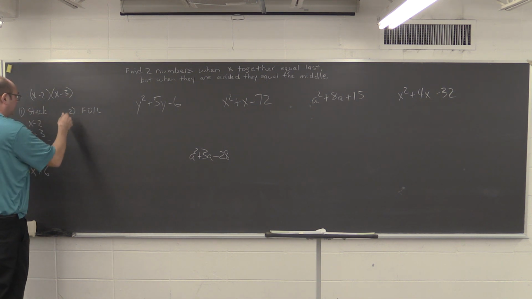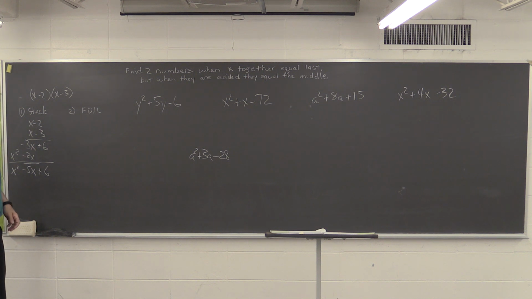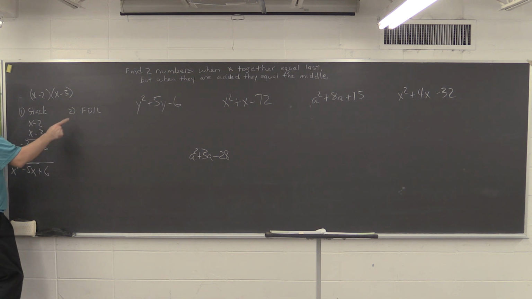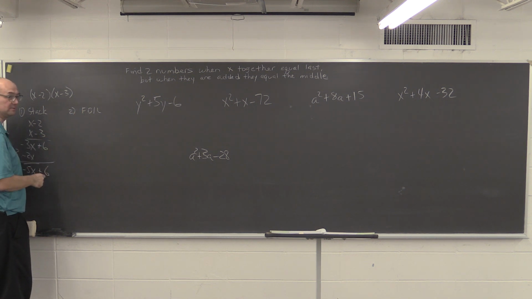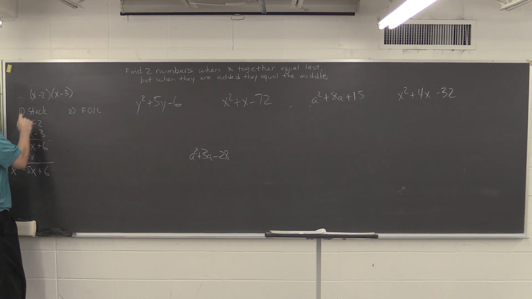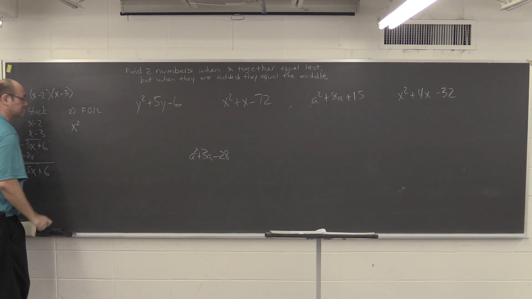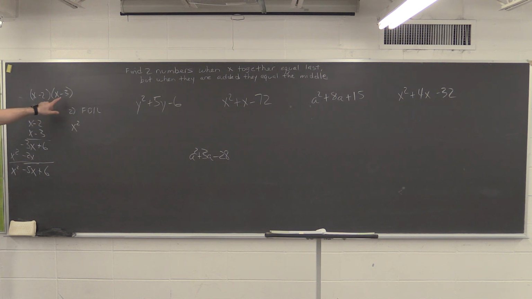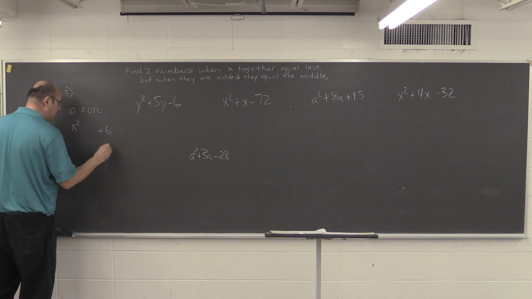The other specifically would be FOIL. And if you've been in algebra or you know algebra, you've probably heard the acronym FOIL. The letter F stands for first. So we take the multiplication of the first two in each binomial, and we get x squared, x times x. All right? And then we do the last. L stands for last. So negative 2 times a negative 3 is a positive 6. We'll put that on the end.